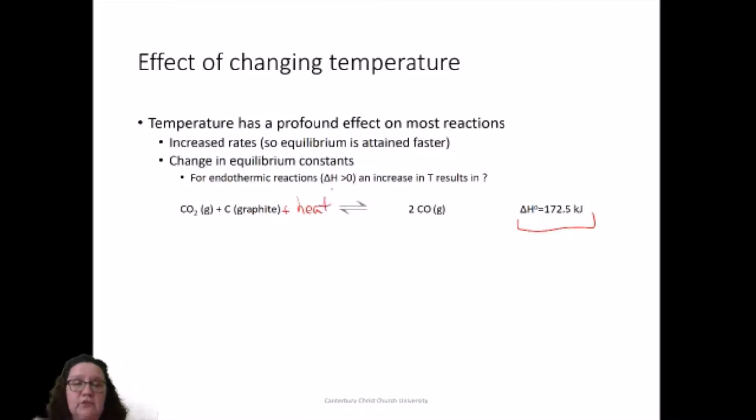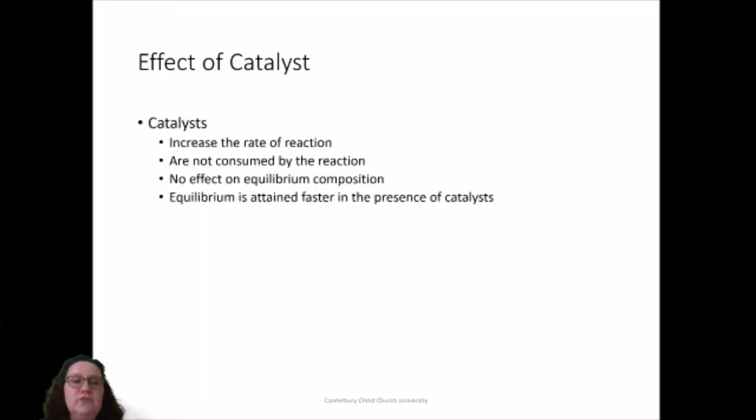Heat is a reagent. So an increase in temperature will mean adding one of the reagents to the equation, in this case heat, which will mean that the forward rate will be higher than the reverse rate, and it will move the position of the equilibrium forward. So increasing temperature in an endothermic reaction means adding one of the reagents and shifting the equilibrium towards the formation of the products.